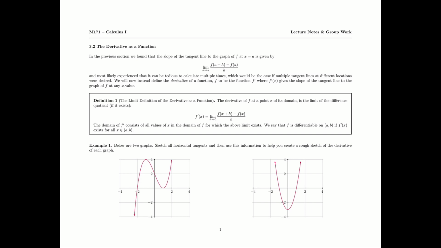All right, for this next session, 3.2, we have the derivative as a function. In the previous sections, we discovered that the slope of the tangent line to the graph of f at a point x equals a is given by a limit of secant line slopes. This difference quotient is really just the slope of a secant line. Then we move that second point closer and closer to a, which makes our secant lines approach the tangent line at x equals a.